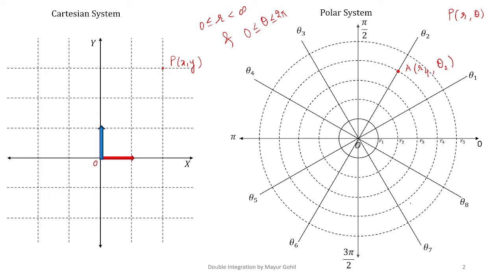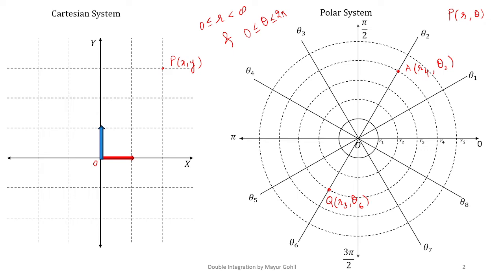So if I want to plot, let's say, this point over here, and I call it Q, the angle is theta 6 and the radius is r3. So the coordinate for Q will be (r3, theta 6). That's how the point is plotted.